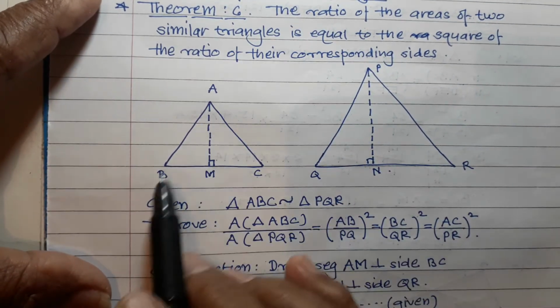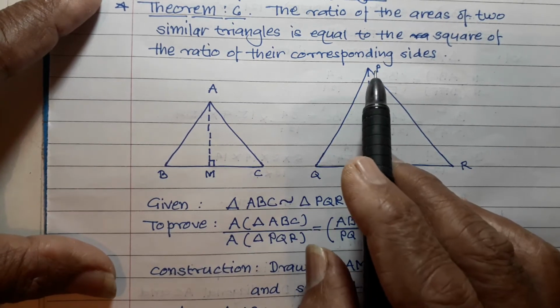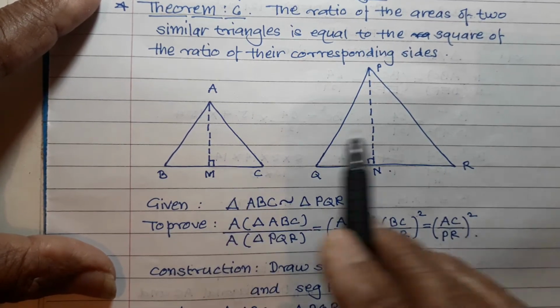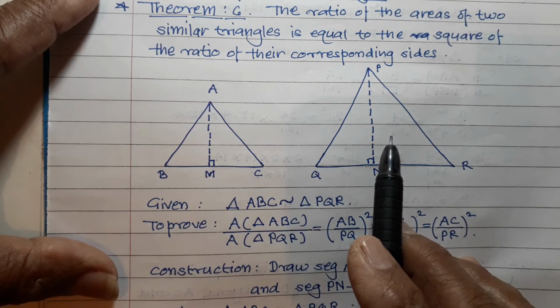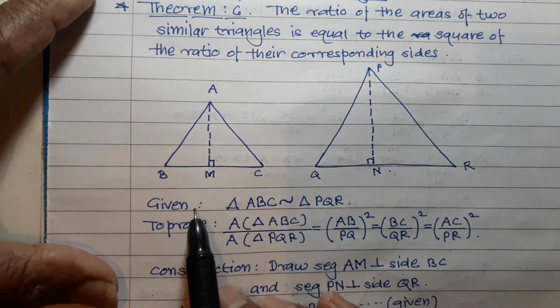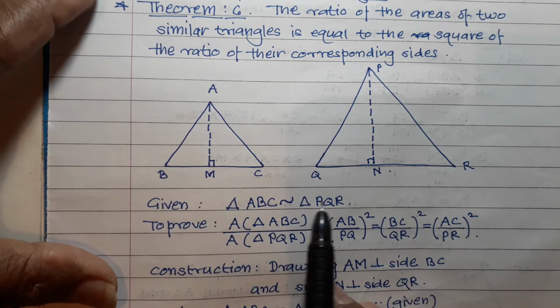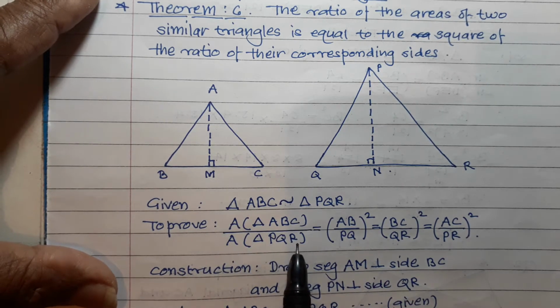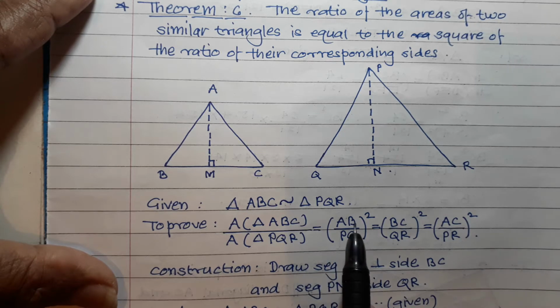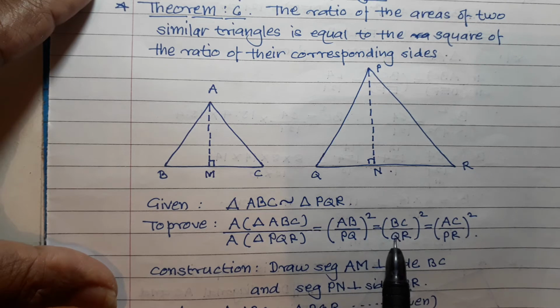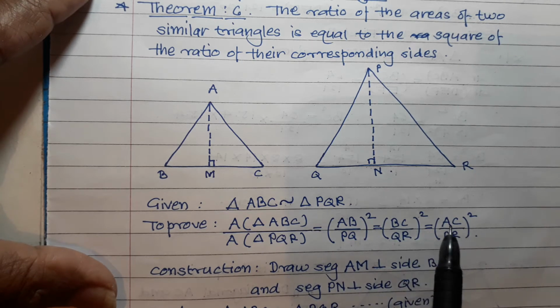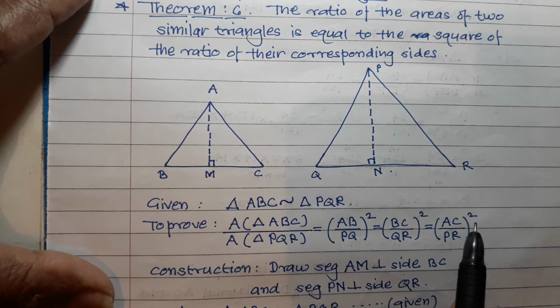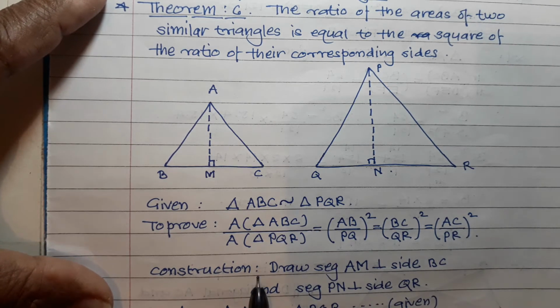Now this is triangle ABC and this is triangle PQR. Both are similar, given. Given: triangle ABC is similar to triangle PQR. To prove: area of triangle ABC upon area of triangle PQR is equal to (AB upon PQ) square, is equal to (BC upon QR) square, is equal to (AC upon PR) square. Okay, construction.